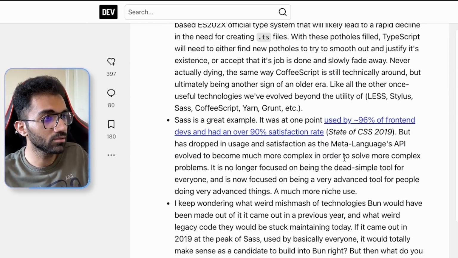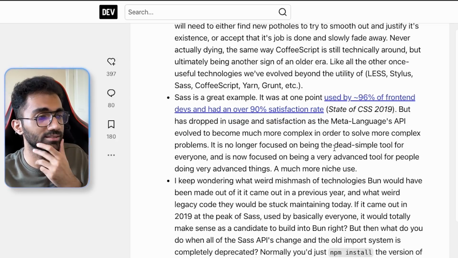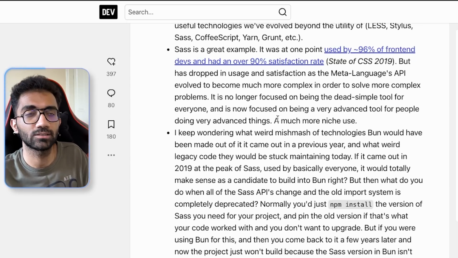Sass is a great example, has dropped in usage and satisfaction as the meta languages' APIs evolved to become much more complex. This is something I agree with. At some point we also used to use Sass on codedamn, but now we don't. Tailwind is what we do use right now.